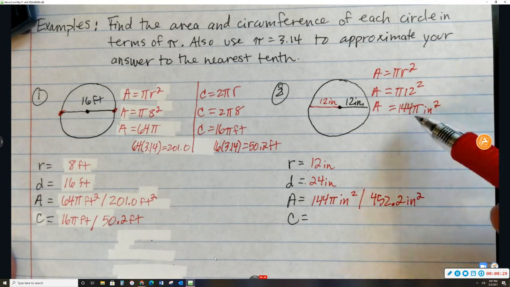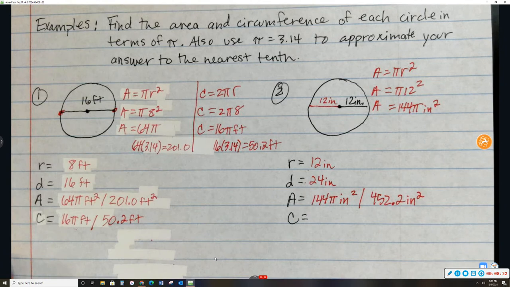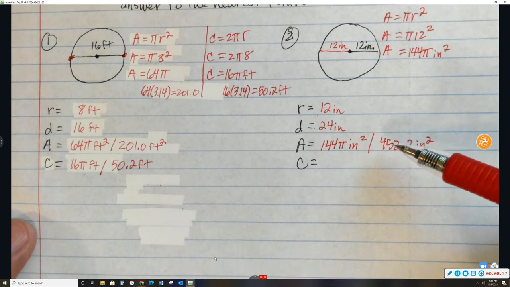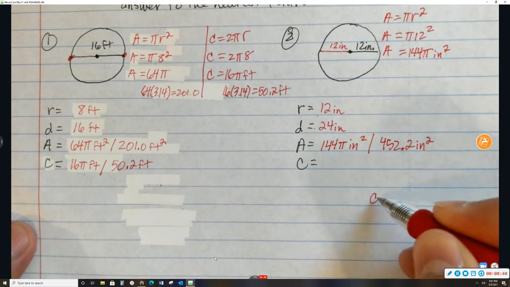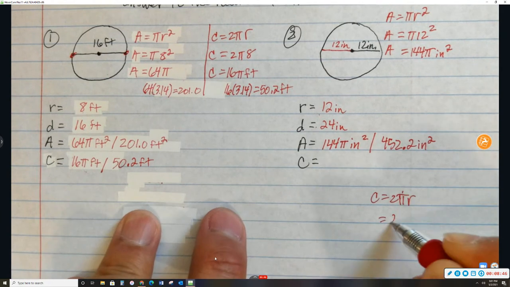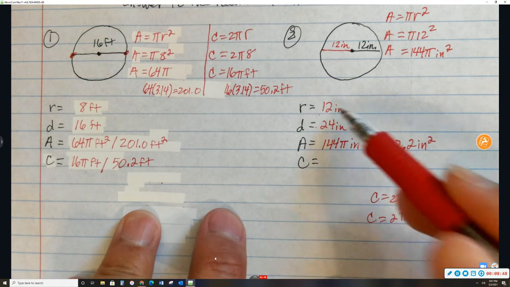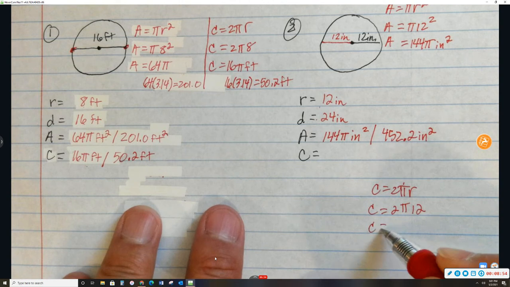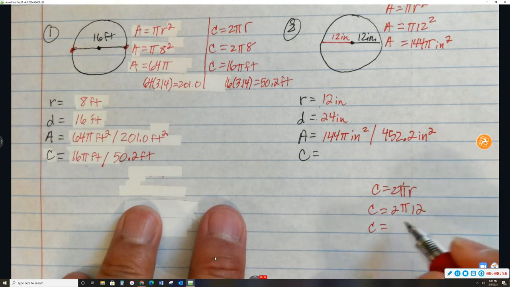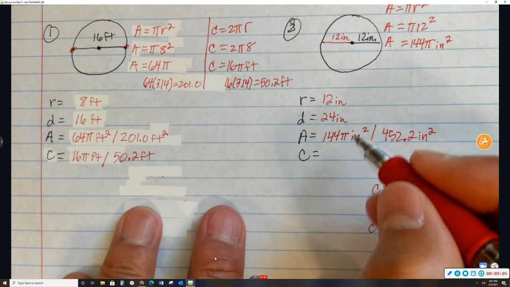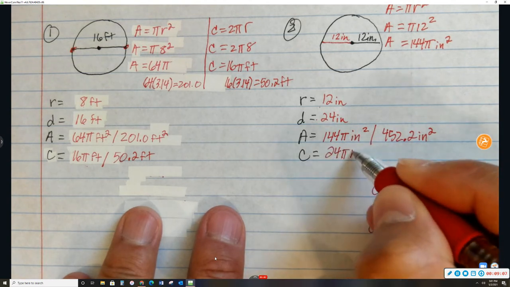Okay, so then the circumference. I don't think I have enough space here, so I'm going to do it down towards the bottom. So my circumference is 2 pi r, 2 times pi times the radius, which is 12, right? And then again, when we find our answer with pi, just multiply the 2 and the 12. Well, 2 times 12 is 24, and then this is inches. So the circumference is 24 pi inches. So I'm going to put 24 pi inches.